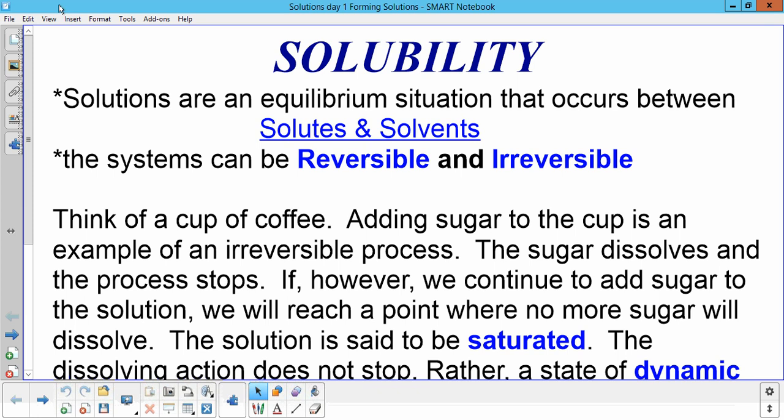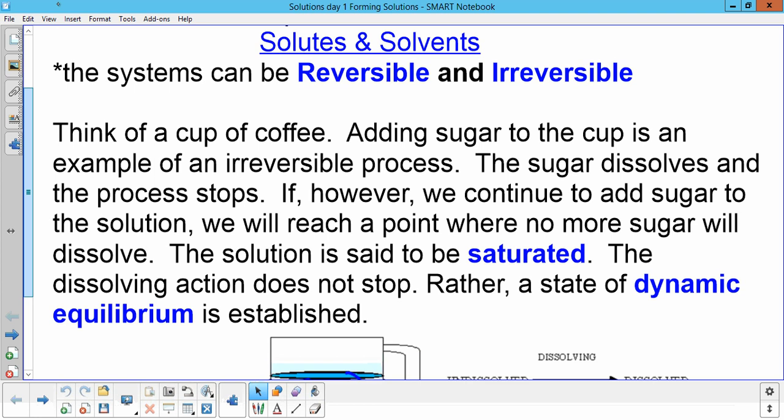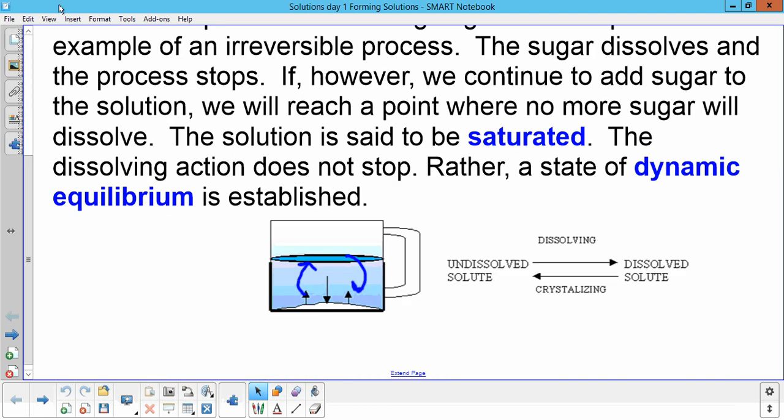However, if I continue to add sugar to the solution, I'm going to get a point where no more sugar is going to dissolve, and then I'm going to call that solution saturated. It's holding as much as it can hold. It can't hold anymore. At this point, our solution is said to be in a state of dynamic equilibrium. It's not that the dissolving process has stopped.